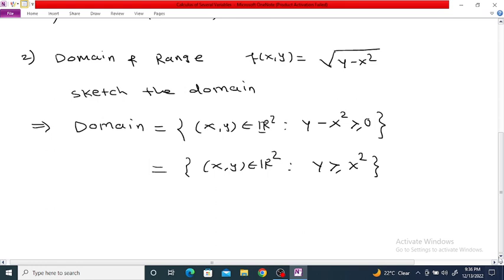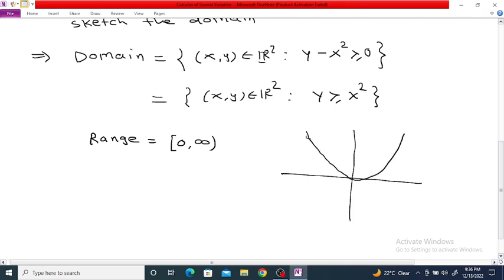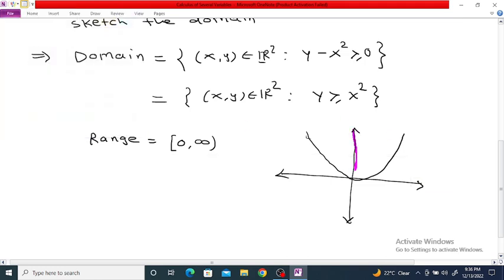Now for the square root function, the range is equal to 0 to infinity. Or if you draw the region, we know that y equal to x square is this curve, and the y axis represents the range. So here the range is equal to what? You can see the range is equal to, I am going to highlight here. This is the range here. This represents the range, so it is 0 to infinity.